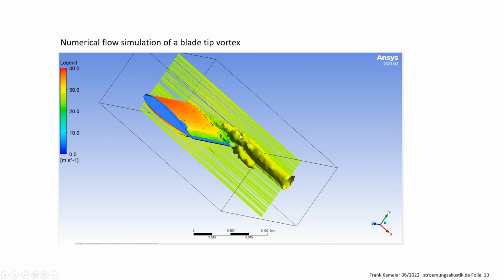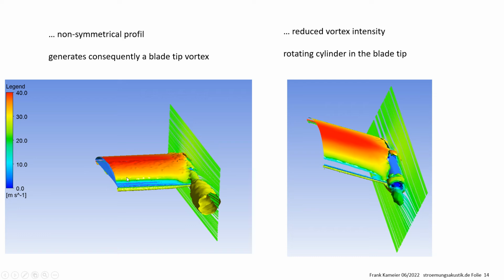I will talk now about this vortex. The idea is to reduce the vortex which is naturally there with a non-symmetrical profile, which has lift, with a rotating cylinder in the blade tip, or not only with a rotating cylinder. I will reduce the vortex intensity, and I show you different possibilities. Here I have already reduced the vortex with the rotating cylinder in the blade tip.